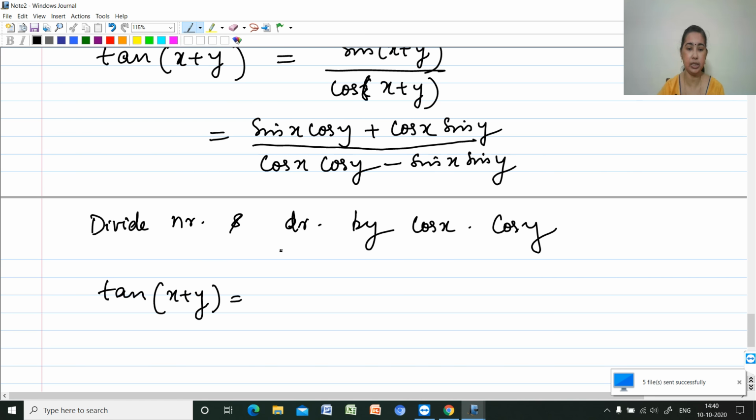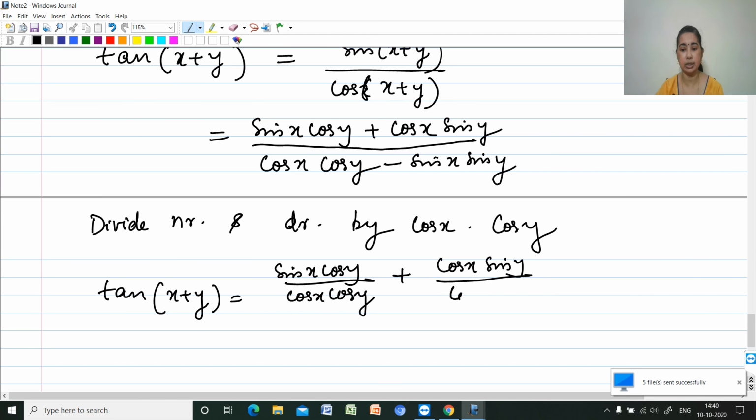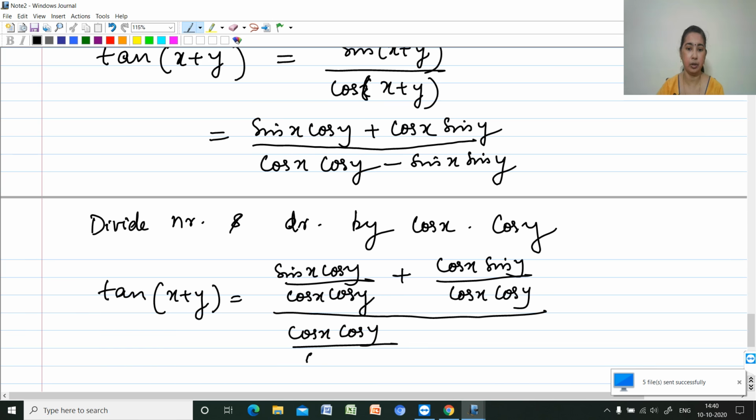so we'll divide each term, that is sin x cos y divided by cos x cos y, same way, plus cos x sin y by cos x cos y, divided by cos x cos y by cos x cos y. Each term we are dividing by cos x cos y, minus sin x sin y by cos x cos y.